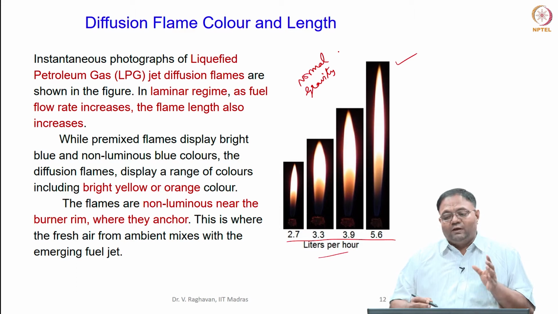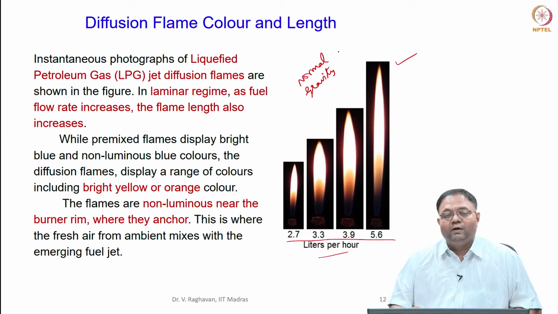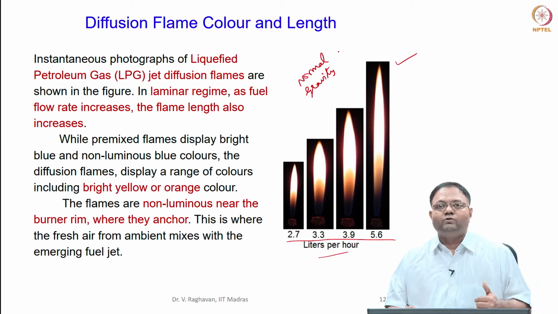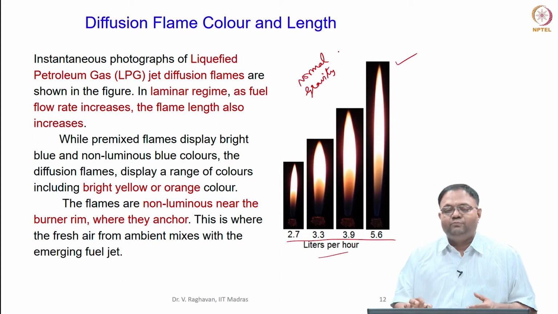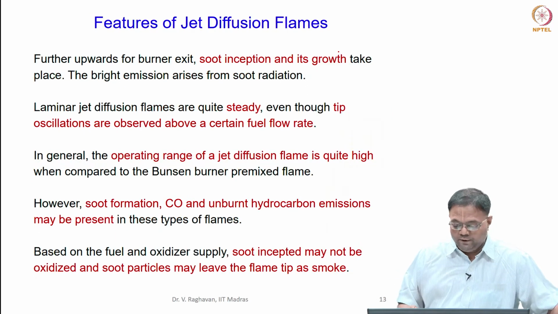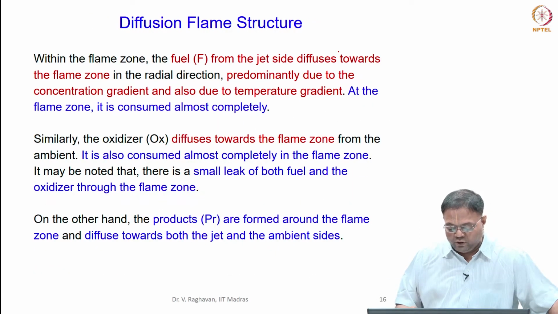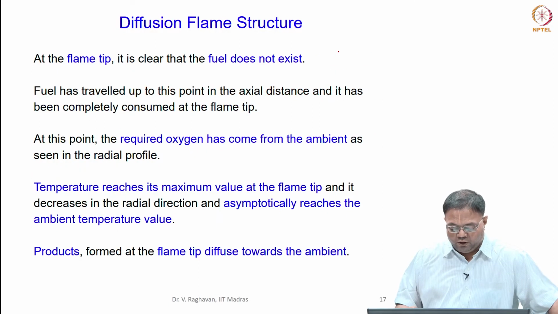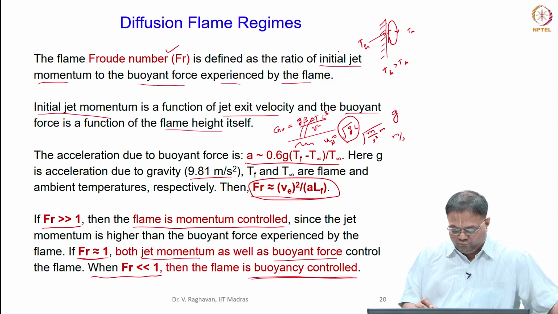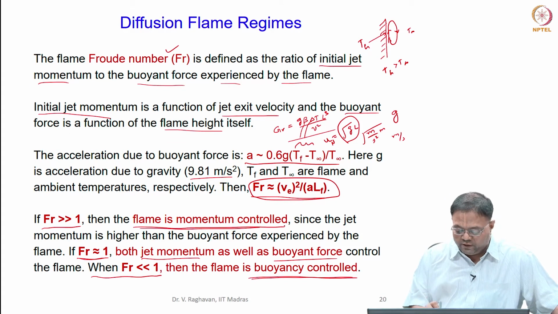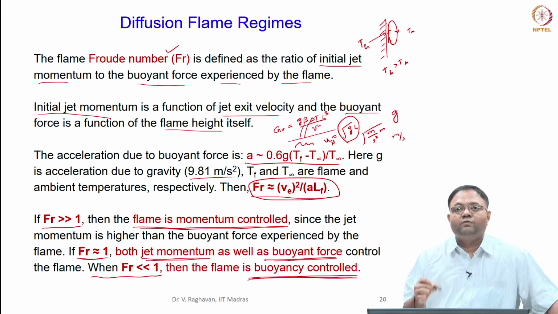So, under normal gravity condition, you get these flames. If you try to reduce the gravity or do experiments in space or microgravity, the flame shape will be entirely different, the flame length will be different, and so on. That is the important thing you should understand: which force is going to control, whether it is momentum control or buoyancy control, or both are important. So, you have to understand that.